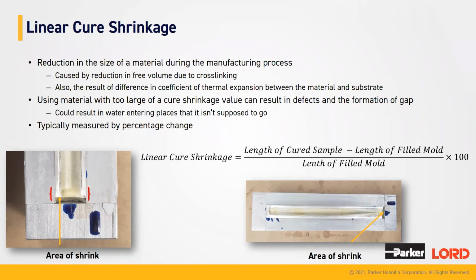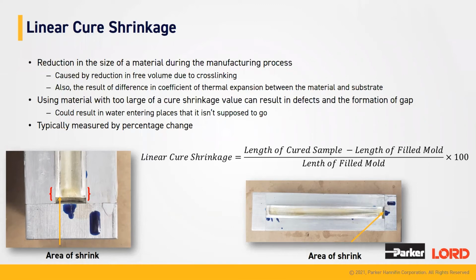It's also the result of the difference in the coefficient of thermal expansion between the thermal management material and the substrate. Now, using material with too large of a linear cure shrinkage value can result in defects and formations of gaps, especially in applications where you're trying to use the thermal management material to double as a sealant, to protect water from getting in. You definitely don't want any gaps forming, because that water can cause some damage to whatever is in that area if a gap forms.